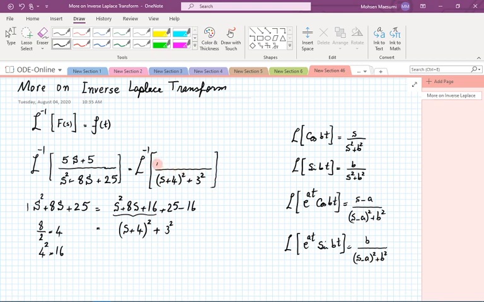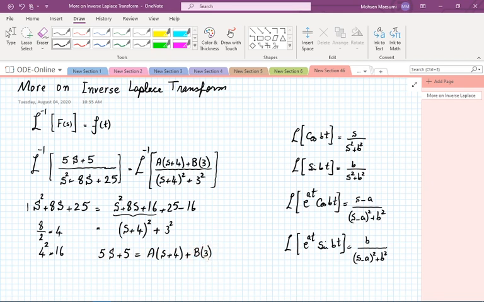Let's just do it formally. So I say some multiple of s plus 4 plus some multiple of 3 should be in the numerator, that together make that 5s plus 5. And then when I know what multiples they are, I can take this fraction and break it up into two formulas like these two. So in the numerator, I have 5s plus 5, and then I have here a times s plus 4 plus b times 3.